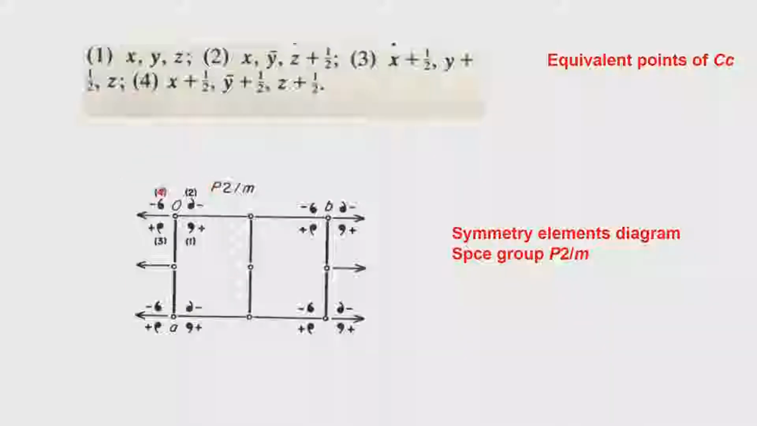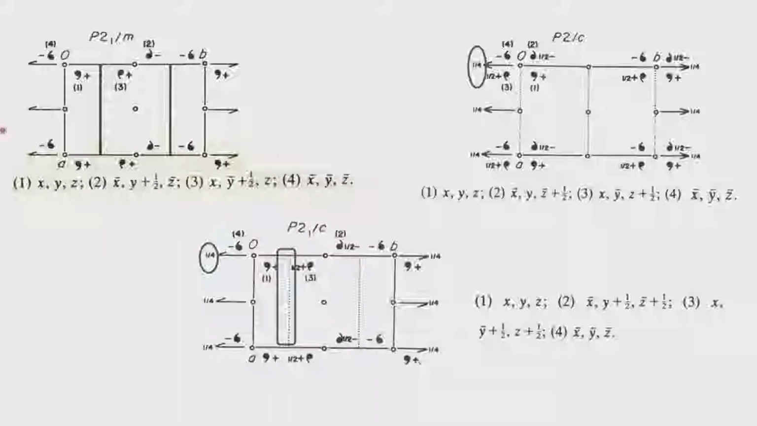P2 by m has all the 4 around the center here, and because of the presence of the 1 axis and the mirror now moving to 1/4 position, you will get a different space group identification with respect to equivalent points. Now, the equivalent points are the ones given below.